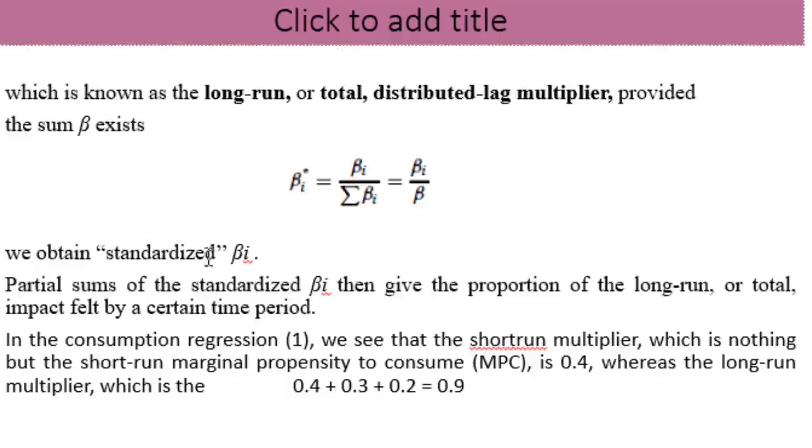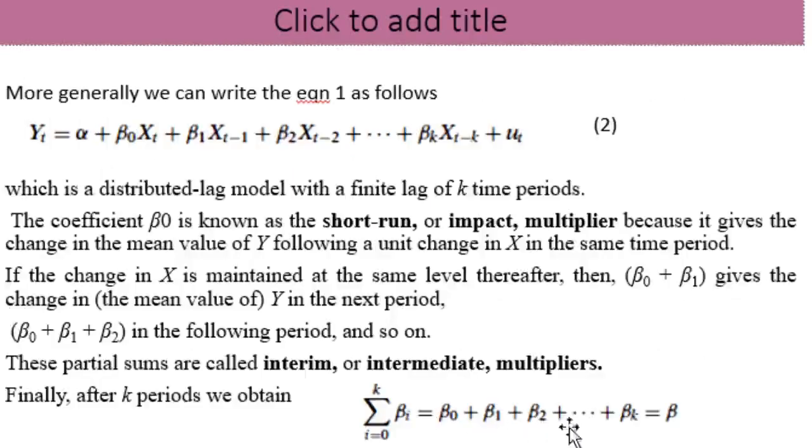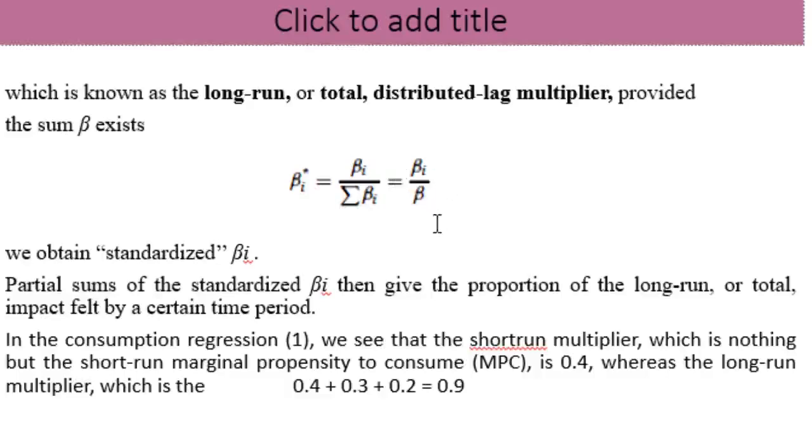provided the sum beta exists. Beta i star, or the standardized beta i, is defined as beta i divided by sigma beta i. Here sigma beta i is nothing but beta 0 plus beta 1 plus beta 2 plus beta k. Then beta i by beta is the standardized beta i. The partial sum of the standardized beta i then gives the proportion of the long run or total impact felt by a certain time period.